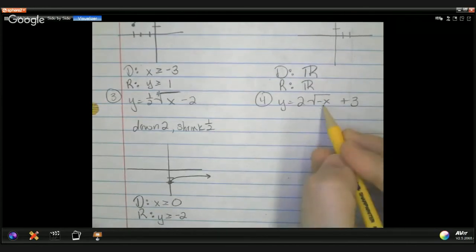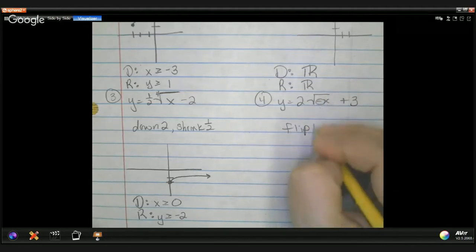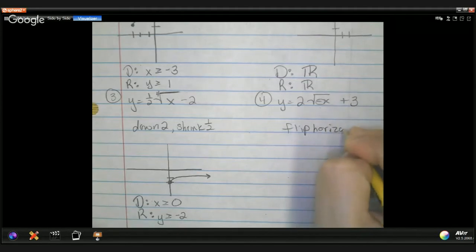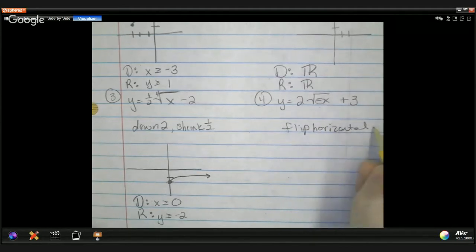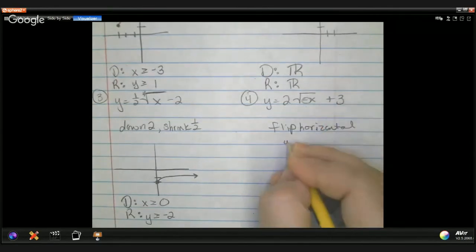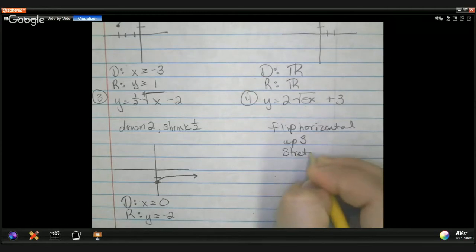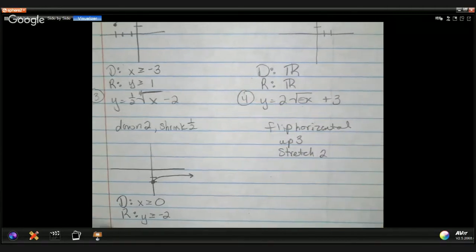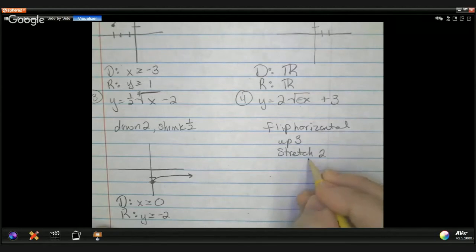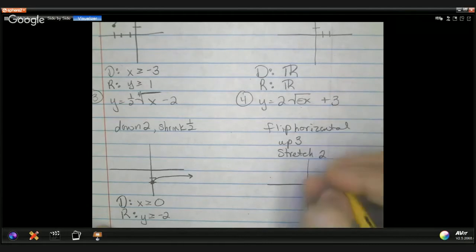Over here, again, nothing's with the x, so it doesn't go left and right. This right here, this flips it horizontally. So instead of going up to the right, it's going to end up going to the left. This outside number out here tells me to go up 3. And this 2 is a stretch. And again, stretching and shrinking, I'm not too worried about. I'm worried about the other things because stretching and shrinking, you can see when you graph it in your calculator if you have to. So I'm just supposed to go up 3.